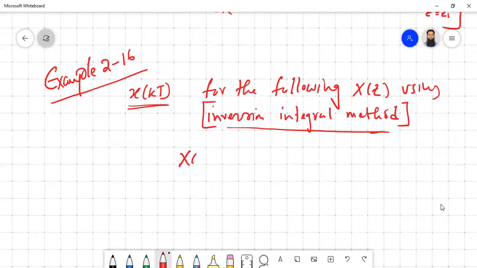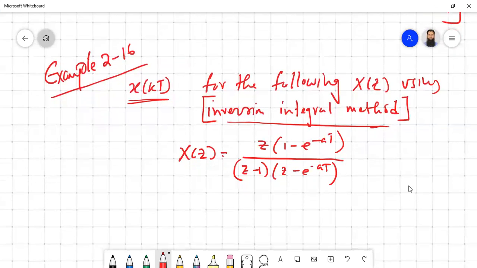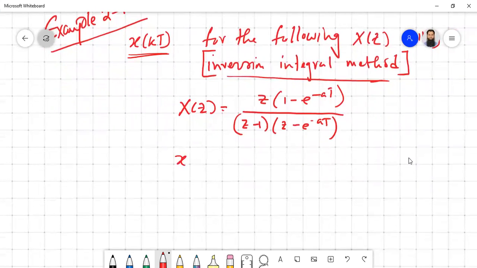So what is X(z) given? X(z) is z(1 minus e to the power minus aT) divided by (z minus 1)(z minus e to the power minus aT). We have to find the inverse z transform of this, x(kT) or x(k), whatever it is. We don't know yet whether the output will be a function of time or a sequence, so either can happen, and we have to figure that out. Let's go for the solution.